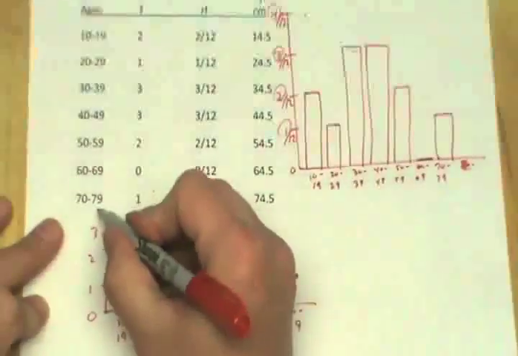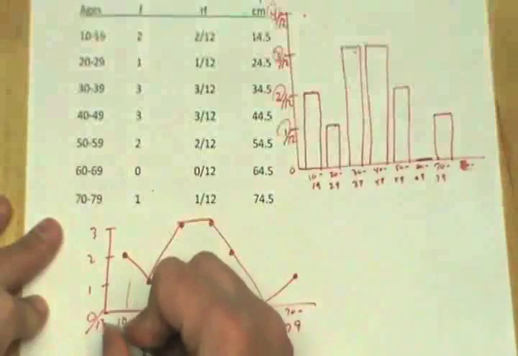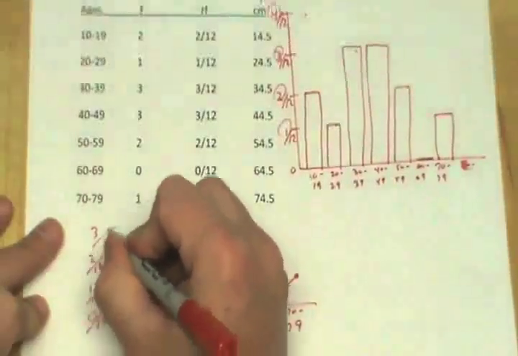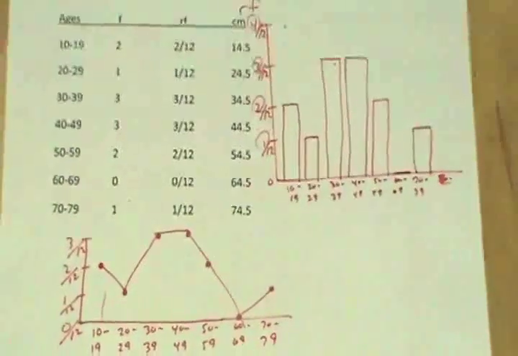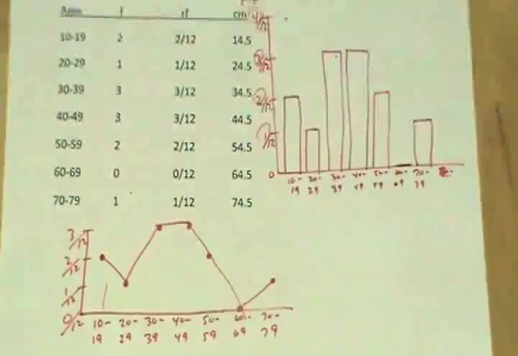Again, now this is frequency. If I wanted to make them relative frequencies, I would then divide them all by this particular sample size, which happened to be all of 12. So that would be, let me center that for you. Hopefully yours is a little prettier than mine, but basically that's how you do it.